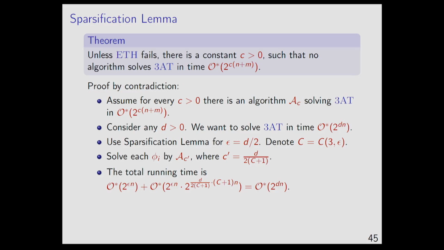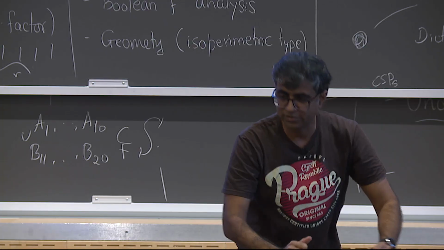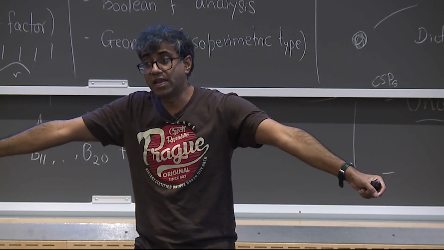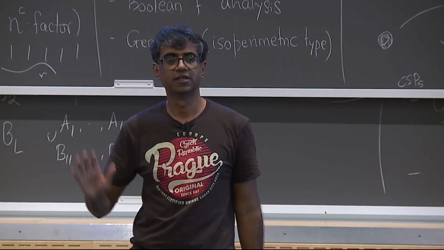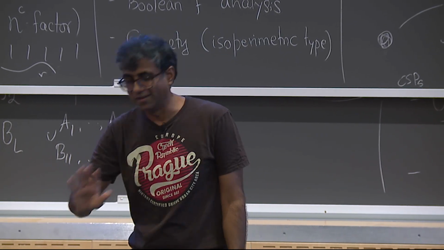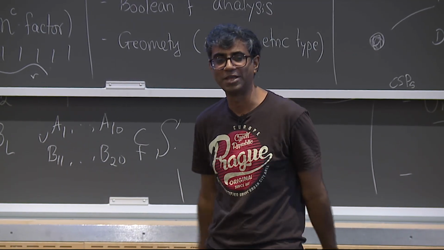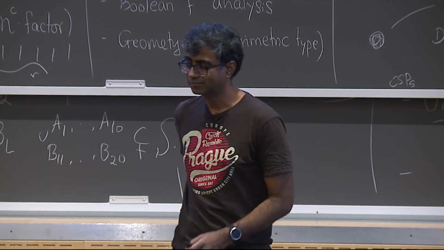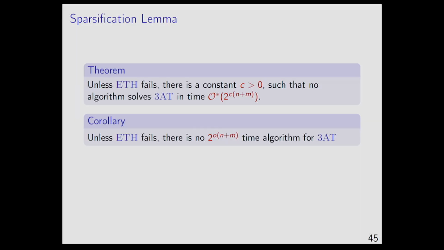So given this, it sets d and epsilon appropriately, applies the sparsification lemma, produces many instances, but sub-exponentially many, of linear number of clauses, applies the new algorithm, and then it is done. Okay? Again, this slide has all these proofs just for bookkeeping. You can check for yourself. So this is the corollary we get: unless ETH fails, there is no 2 to the power little o of (n plus m) time algorithm for 3-SAT.